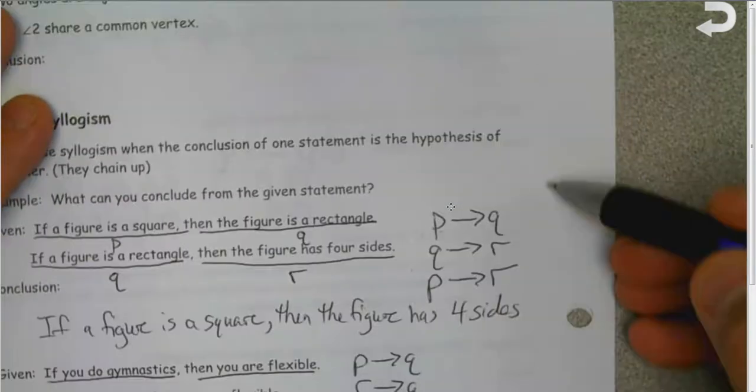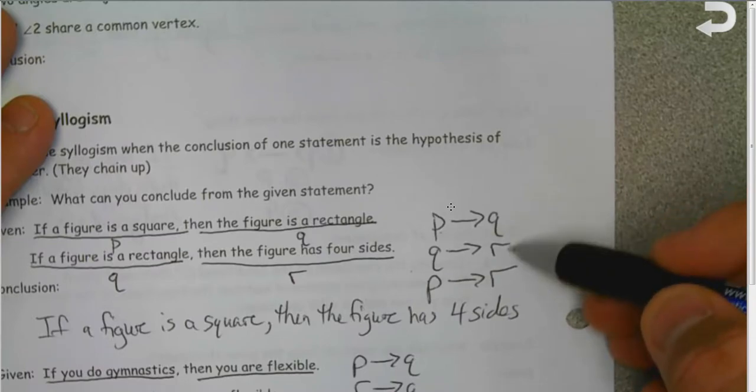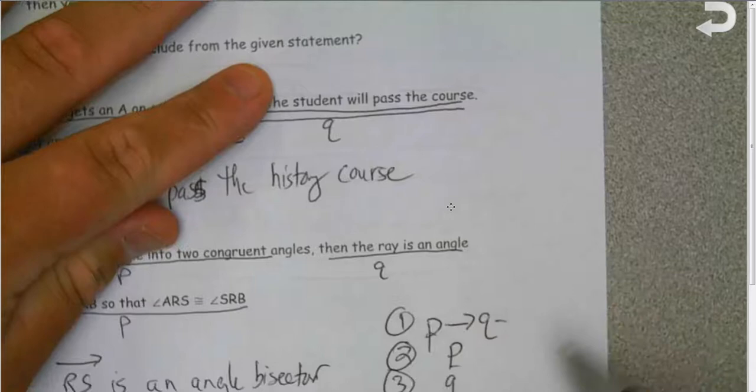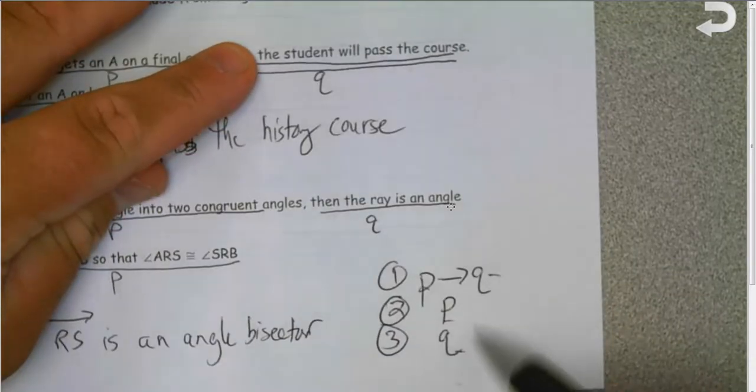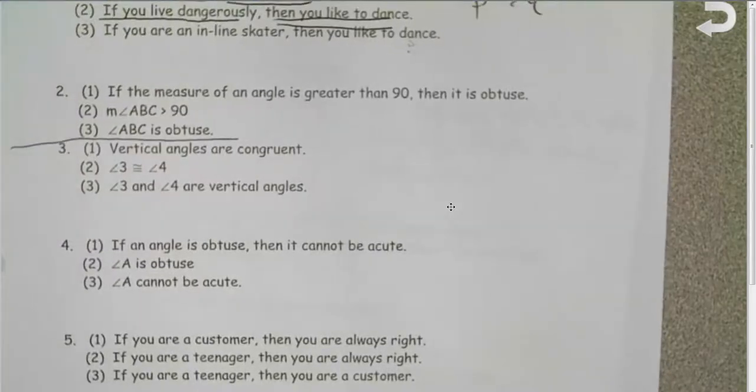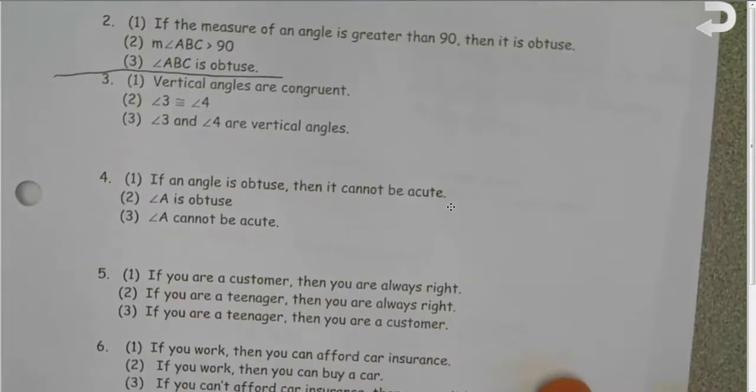If it follows this order, it's syllogism. If it follows this order, it's detachment. Do the best that you can. One of them's tricky, but then you should be able to figure it out.